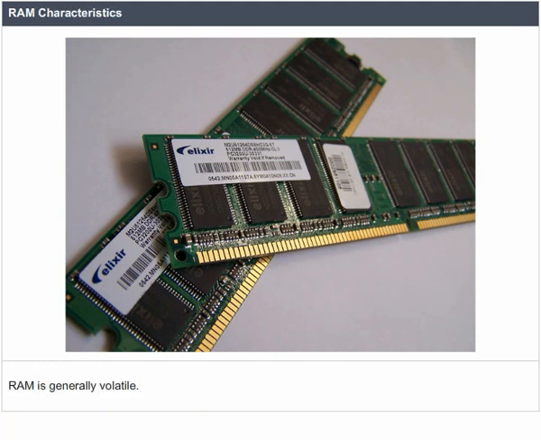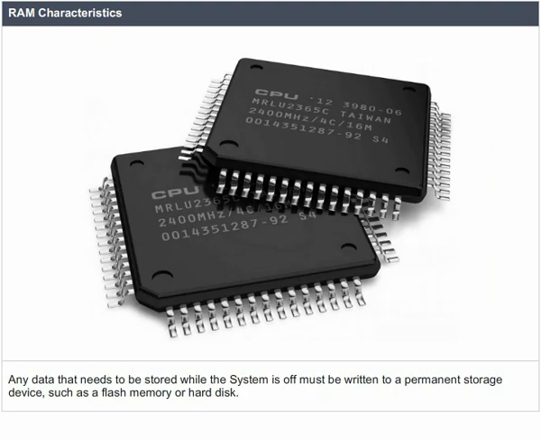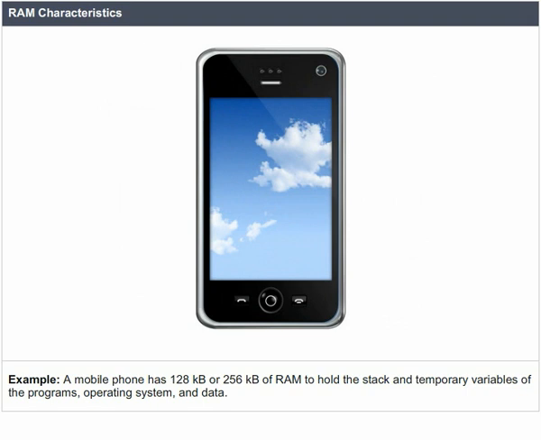RAM characteristics. RAM is generally volatile. It does not retain the data stored in it when the system's power is turned off. Any data that needs to be stored while the system is off must be written to a permanent storage device such as a flash memory or hard disk. Example, a mobile phone has 128 KB or 256 KB of RAM to hold the stack and temporary variables of the program's operating system and data.